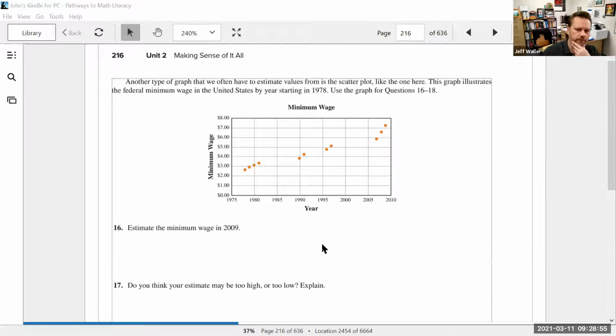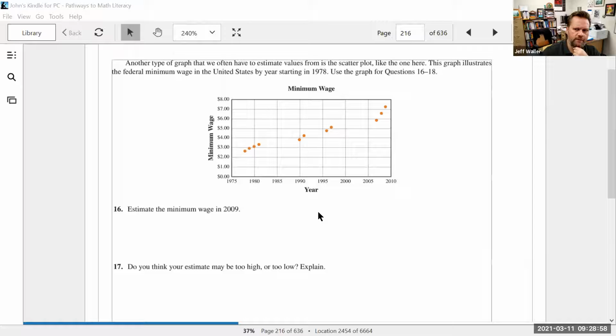Okay, let's see. Oh, here we go. Do you notice there are very similar questions? They give a different way to look at data. Estimate the minimum wage in 2009. So this will be interesting. Which dot is 2009? The last dot at the very top. Yeah, the last dot. I'm sure some of you realize all too well that is the last time the minimum wage was increased, right? 7.25.